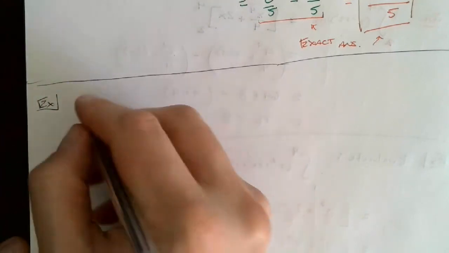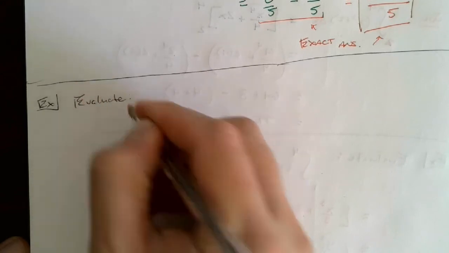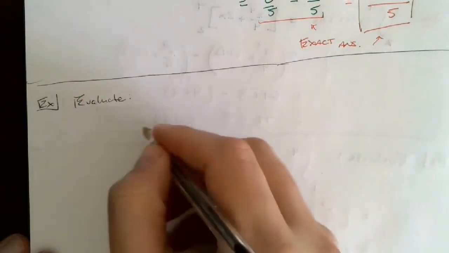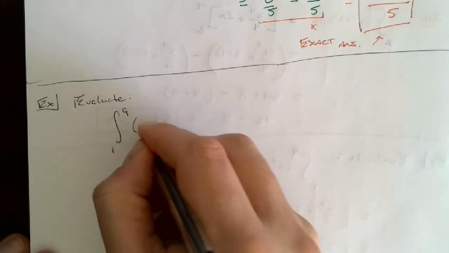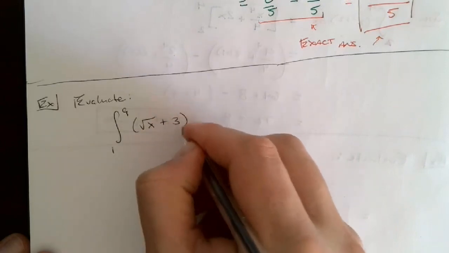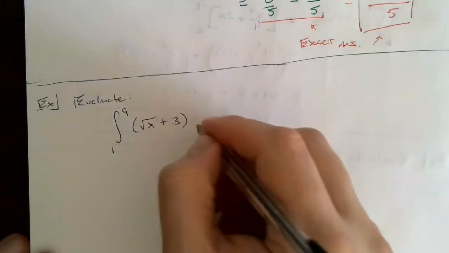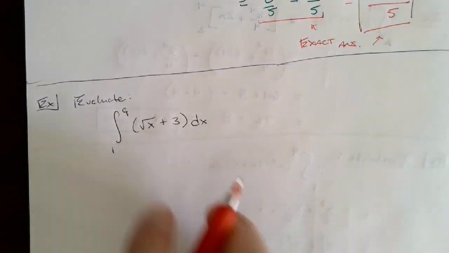So if I said take the antiderivative, right, so we're going to evaluate the antiderivative from 1 to 9 of the square root of x, and then plus 3, that plus 3 is on the outside of the square root, make sure you recognize that, dx. So first thing I want to do is take the antiderivative of this.